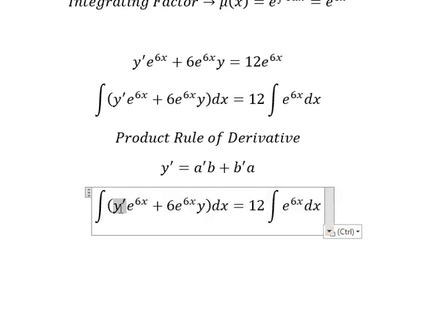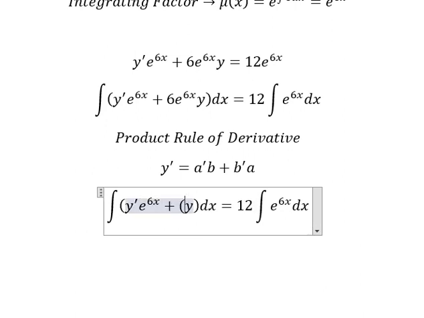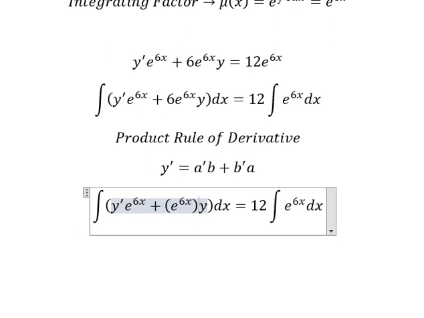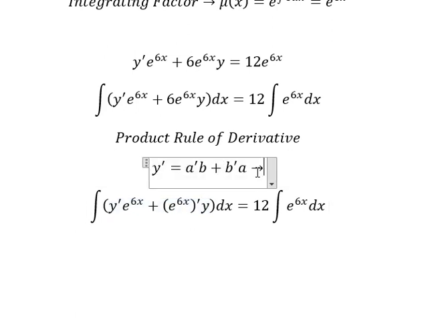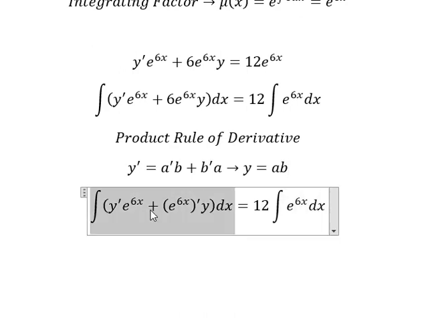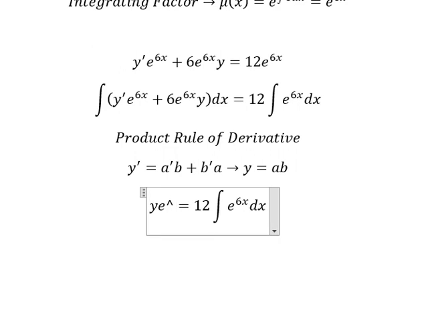So this one is the first derivative of a multiplied by b. This one is the first derivative of b multiplied by a. So the integration of this one, we have y equals ab. So the integration of that one, we have y to the power of 6s.